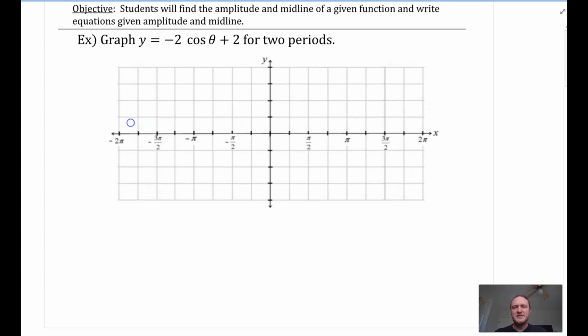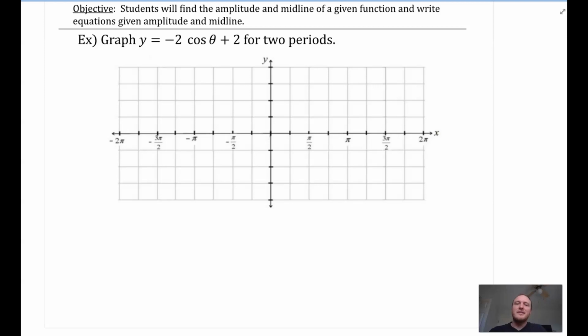All right, here is a second example. Graph y equals -2 cosine theta plus 2 for 2 periods. Again, I'm going to identify the amplitude, which is the absolute value of A. So I have an amplitude of 2, and now I'm going to identify my midline, which is my K value. So the midline is y equals K, so 2.